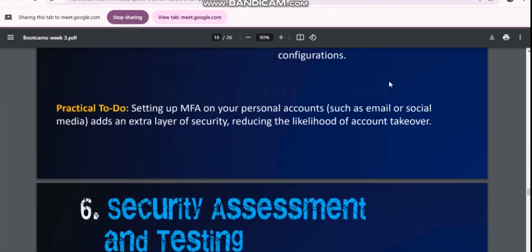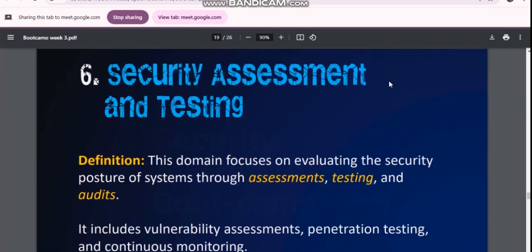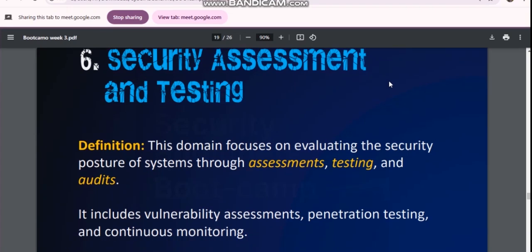So let's move ahead. Domain 6 is security assessment and testing. This domain focuses on evaluating the security posture of systems through assessment, testing, and audits. Assessment, just like I did this vulnerability test assessment on the website. It includes vulnerability assessments, penetration testing, and continuous monitoring.